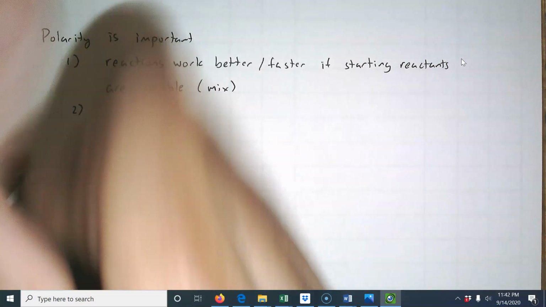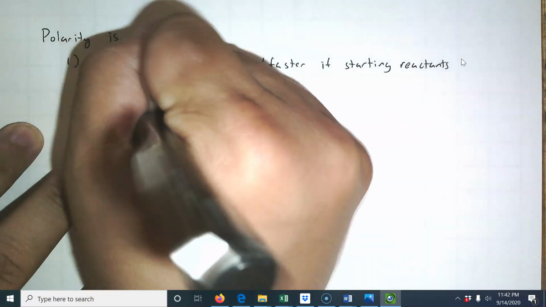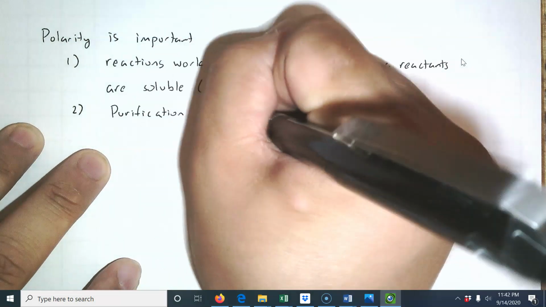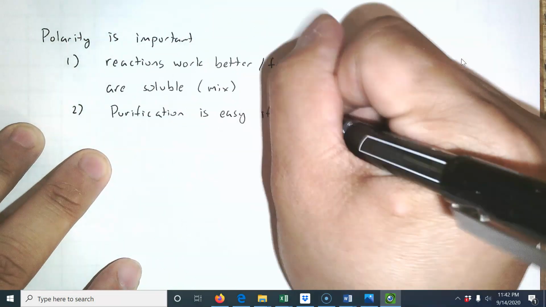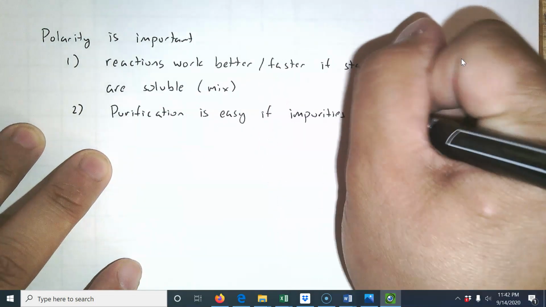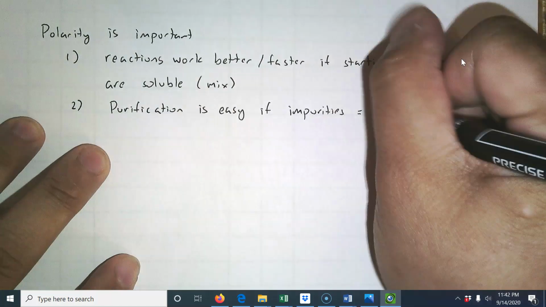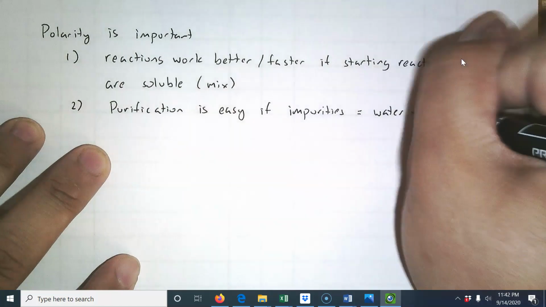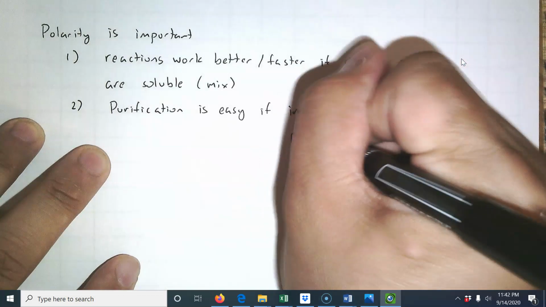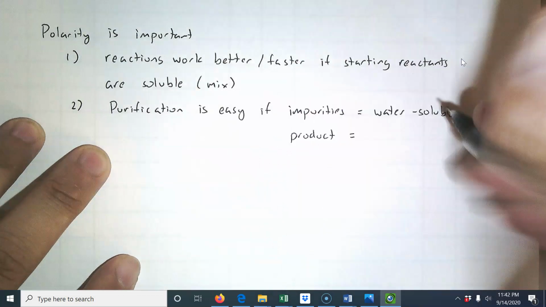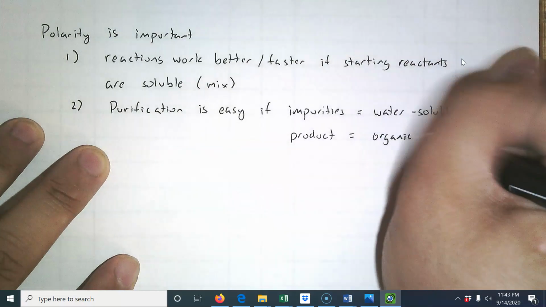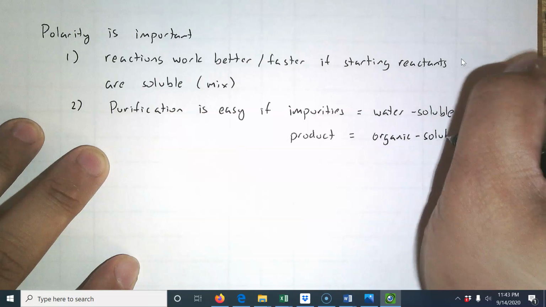And then the second one is purification. Purification is easy if, for instance, the impurities are, let's say, water soluble, but your product is, we'll call it, organic soluble. And we'll give you some examples right now.